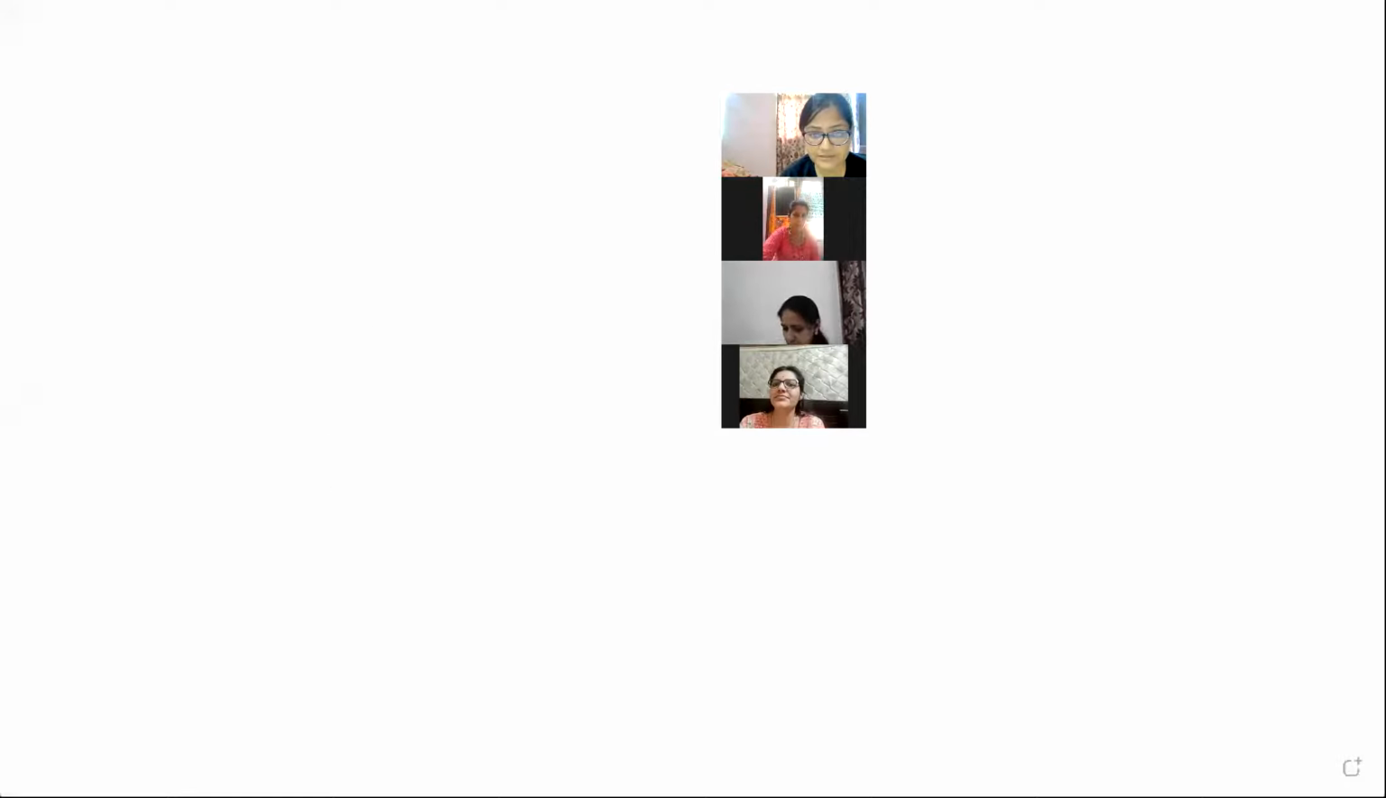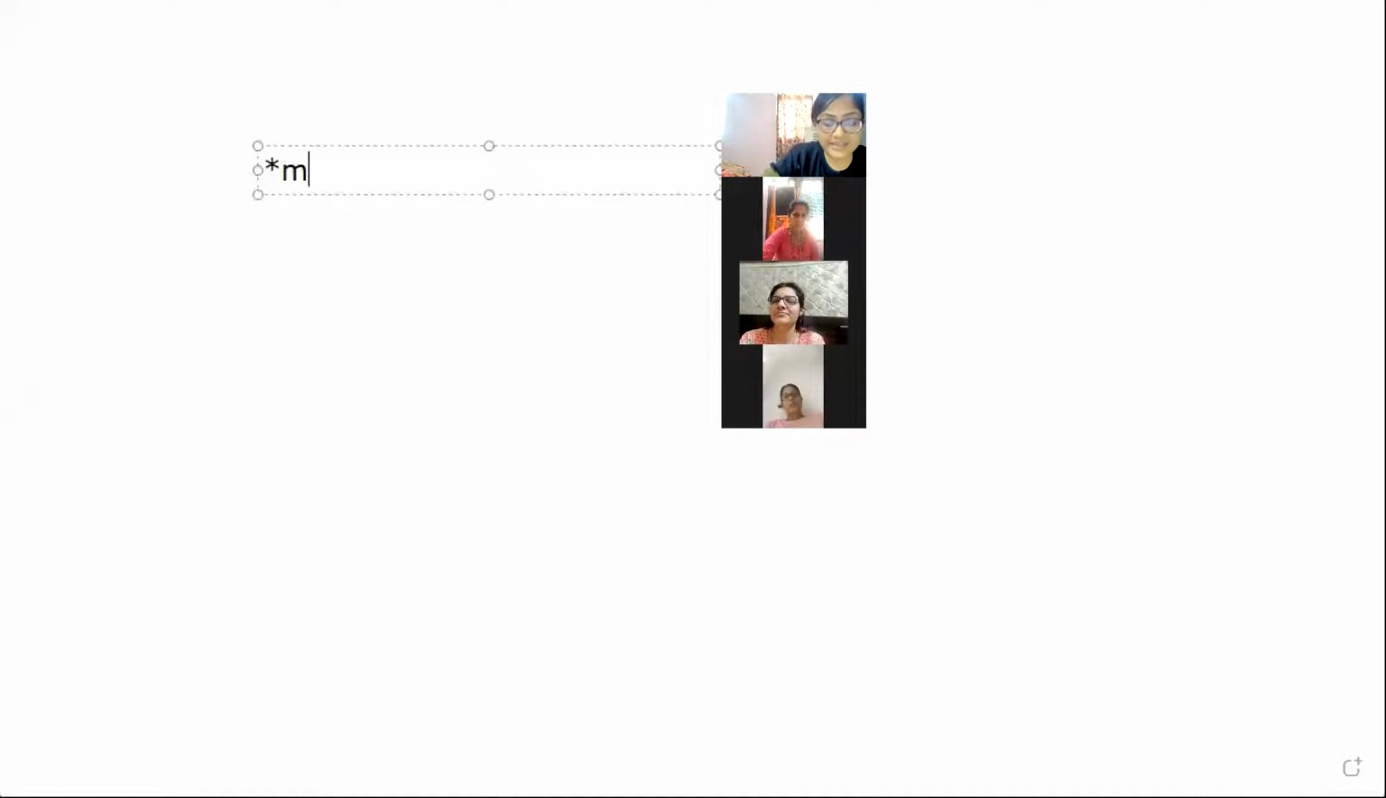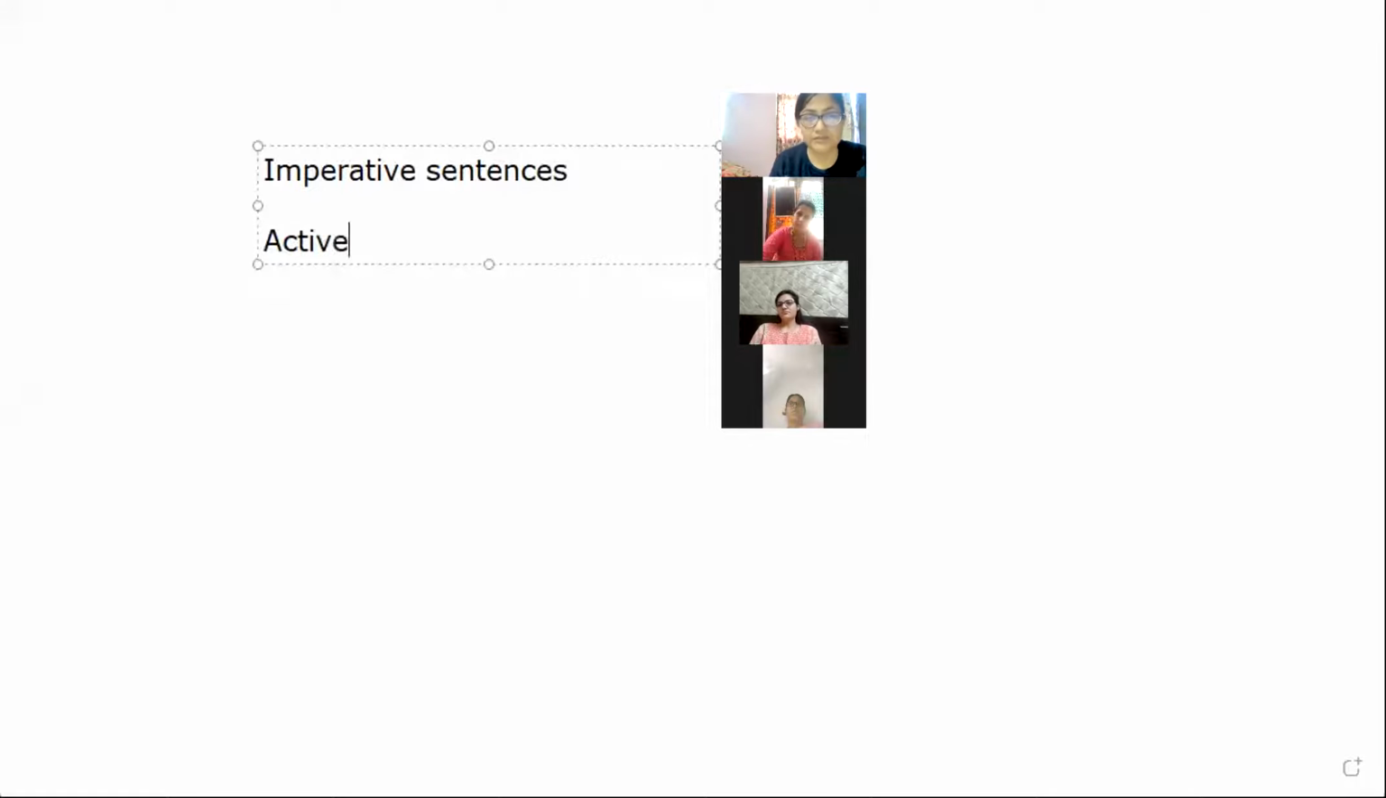imperative sentences. As a teacher and as a mother, most of the sentences you speak throughout the day are imperative sentences. They are active sentences, not passive. We don't mention the subject because it is understood that you are talking to the person standing in front of you. The subject is you, but we don't say you go out, you come in.